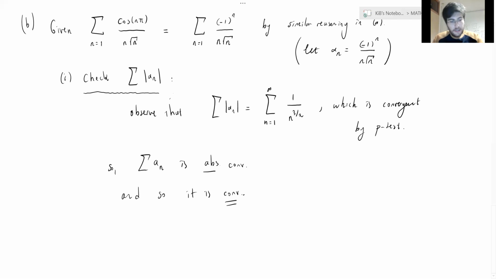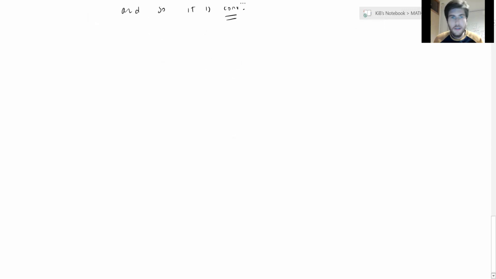Fine, this is basically the advantage of absolute value. So if you have something which is absolutely convergent, then we can automatically say that, okay, the original one is convergent. Okay. Fine. So let's see the next problem. I mean, this is part B, right? So this is part B.